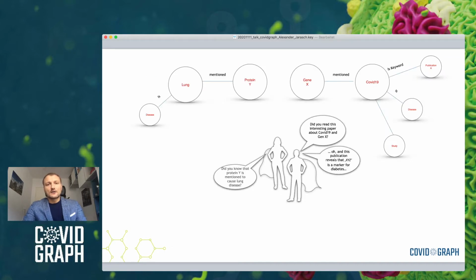Let's get back to our conversation between the two scientists. Usually when they talk and when they would have a white paper, they would draw something like this on the top of this slide here. So gene X is mentioned together with COVID-19. COVID-19 is a keyword in a publication A. COVID-19 is a disease, and also there are maybe clinical studies about that. The other researcher said that protein Y is mentioned together with the lung disease. So this is kind of a rough sketch that we have on the whiteboard.